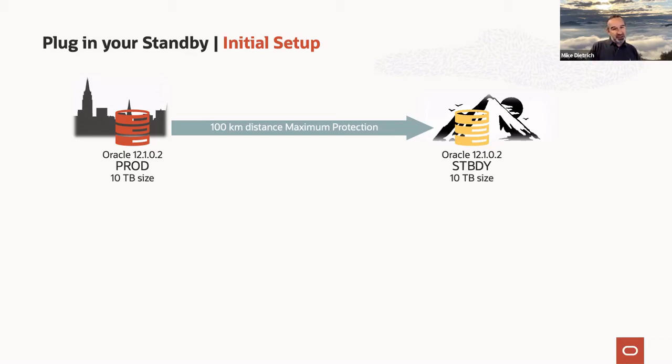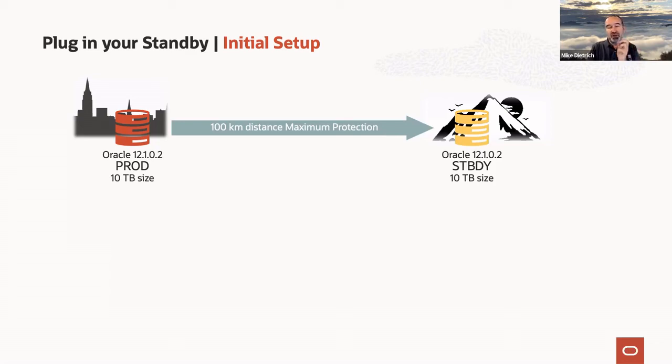The production database here is the red one, a 12102 database, 10 terabytes in size. It's a banking system, and it runs in maximum protection mode. Maximum protection means when I do a commit on the red side, the commit is sent over to the standby, but the standby has to acknowledge and give back an acknowledgment to the production side that a commit has been written on the standby.